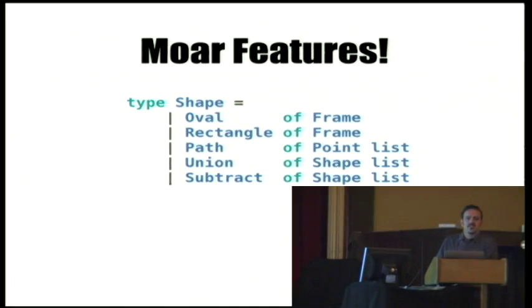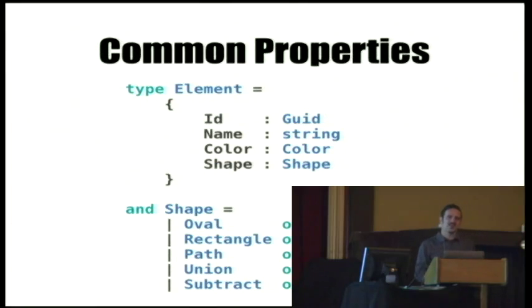We've got to keep building up this drawing program, so we're going to add some more shapes. We're going to add paths, which are just a point list. We're going to add unions and subtractions, which themselves take in shapes. So we're creating an actually more rich, real user model here. And to be honest, this is pretty much all you need for a drawing program, but we're going to add one more thing. There are a few common properties that users expect.